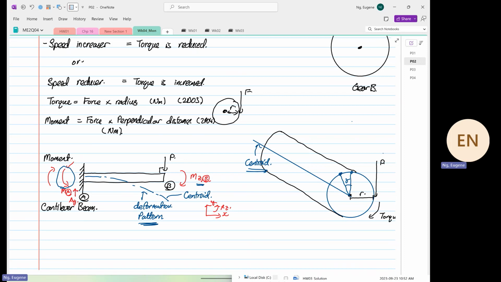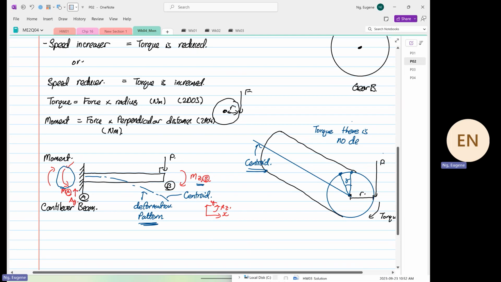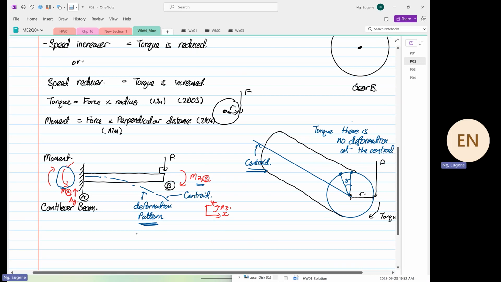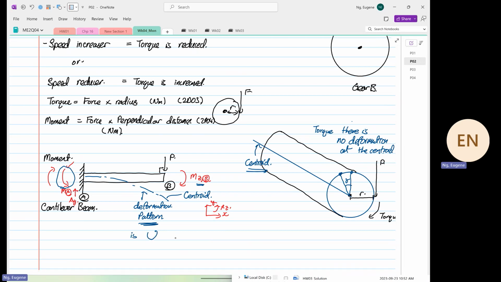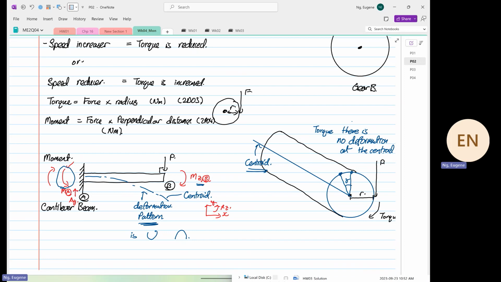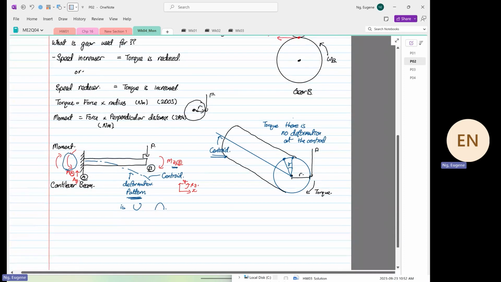Sorry, when I get excited, I explain this not very clearly. Over here, I'll write this out. As a torque, there is no deformation at the centroid. Over here, the deformation pattern is either a smiling face or a sad face. That's how you differentiate. Are we clear? Very, very different. Don't say it's the same.